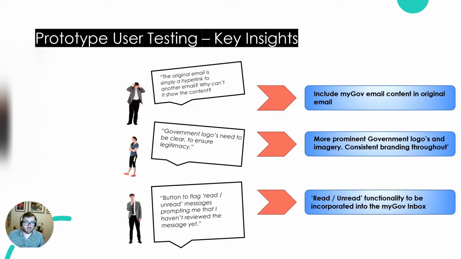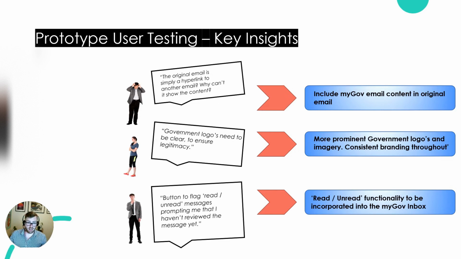I then moved on to prototype and user testing and looked at some of the key insights. Now, one of the users actually mentioned, the original email is simply a hyperlink to another email or message. Why can't the original email just include the entire message in its entirety? And that was one of the key improvements that I made to my prototype, was actually including the email content in the original email.